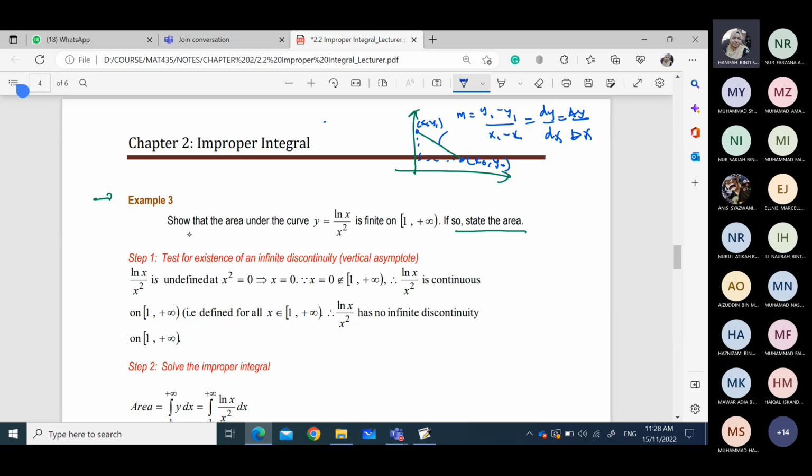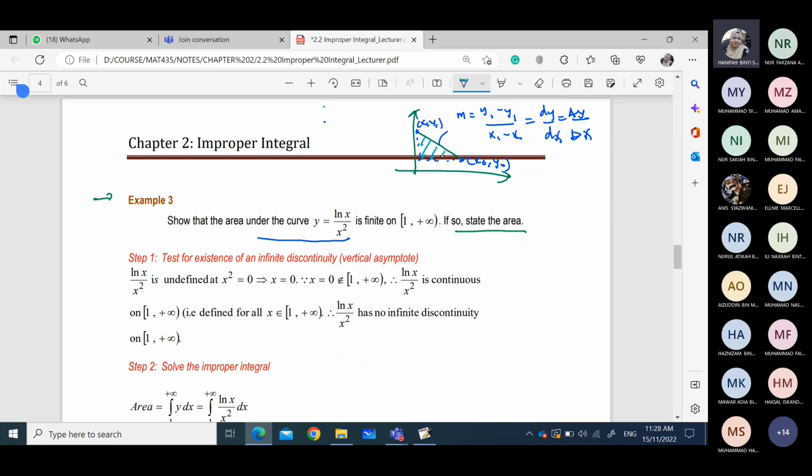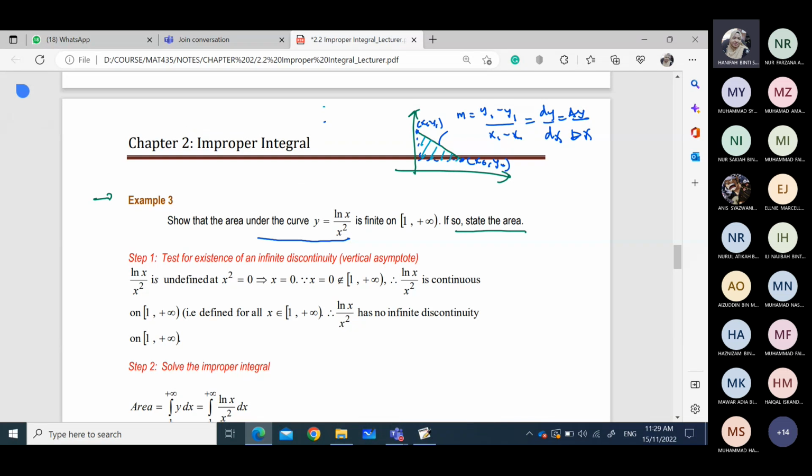So now the question is how to find the area under the curve y. Nak cari area. You ada area, you ada curve. Tak kisahlah curve ke line ke, you nak cari area bawah ni. Luasan bawah ni, kita gunakan apa? Integrate. Kita guna integration. Okay. So this is the function of integration. Alright. So integration is used to find the area under the curve.